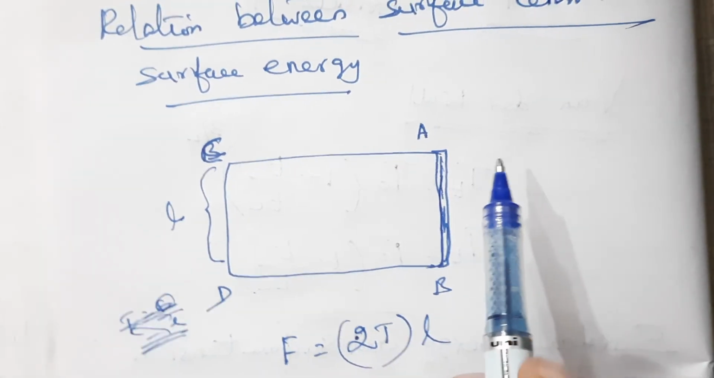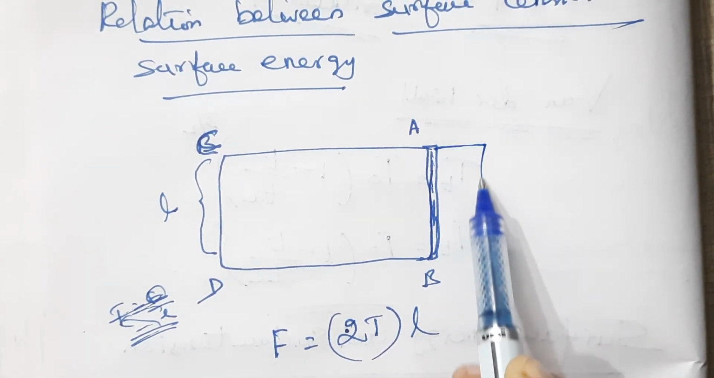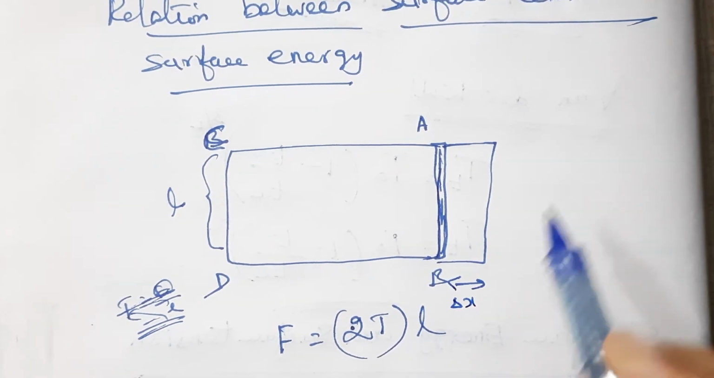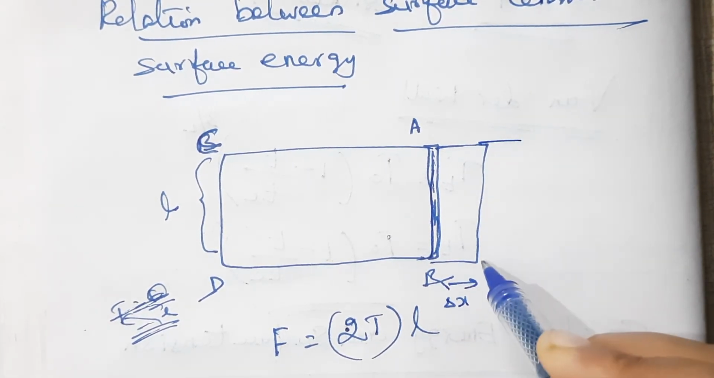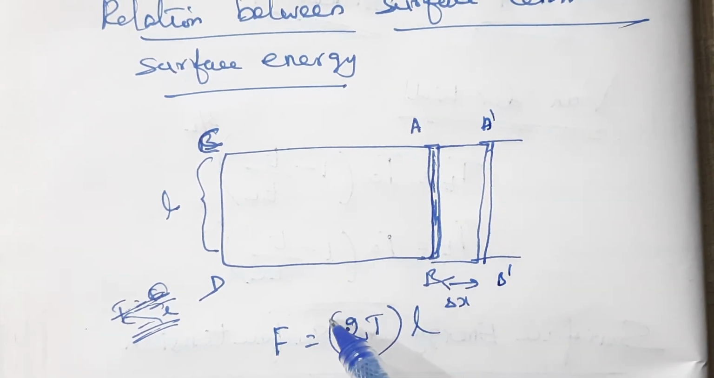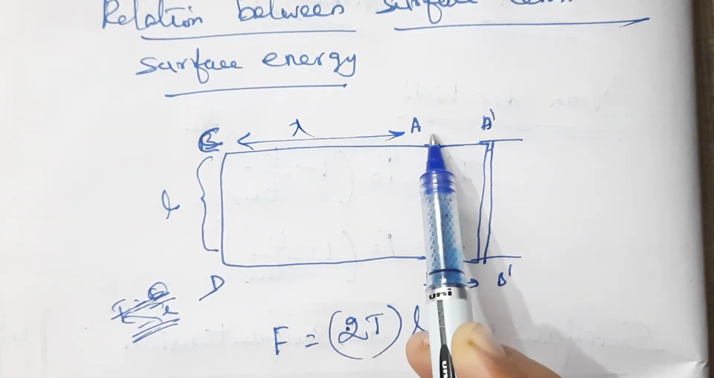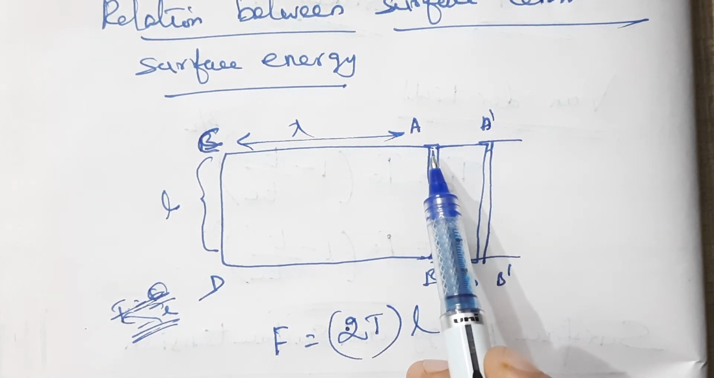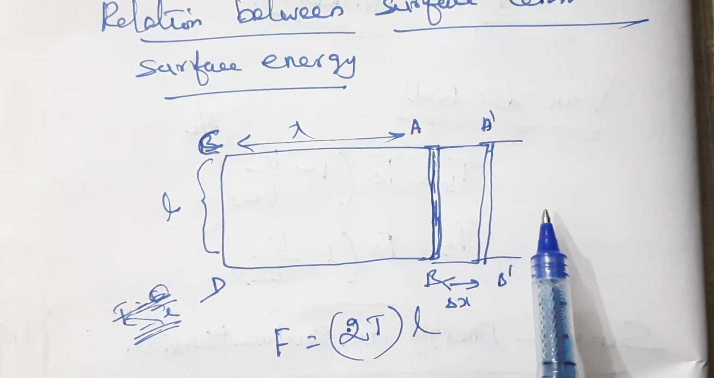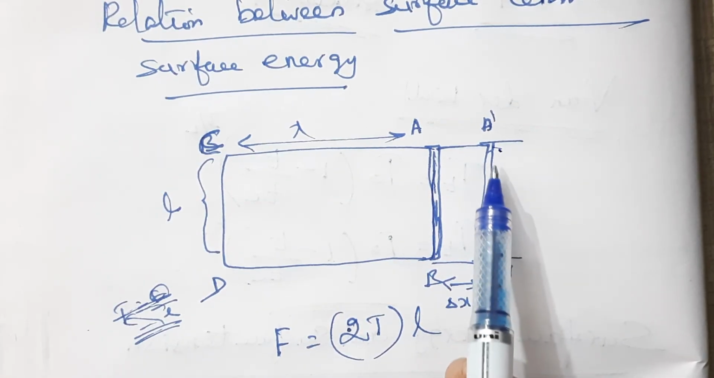Now suppose this AB is moved by a small distance delta x. The new position is A dash B dash. This is the x distance and this is delta x. So what happened? The area increases. At the beginning it was this much area, now the area increases by this much, isn't it?